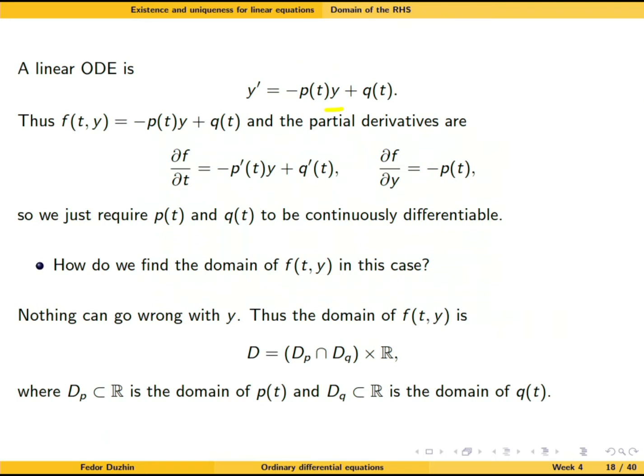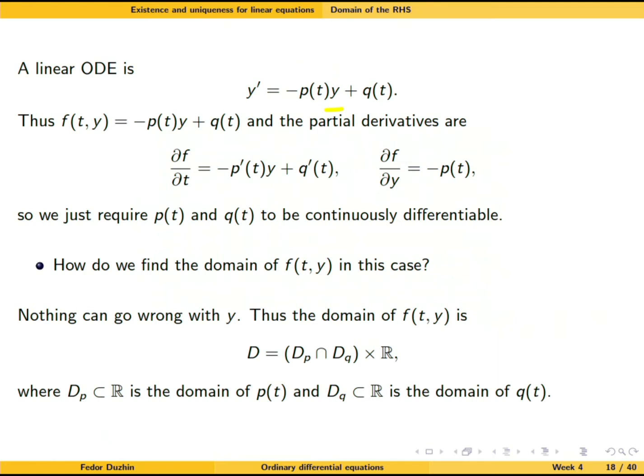So if for a certain value of t the right-hand side is well defined, meaning p of t can be computed, then of course whatever value p of t has, you can multiply it by y and then add whatever value of q of t. Which means that the domain of the right-hand side of a linear differential equation is only affected by the domain of the coefficient functions p of t and q of t.